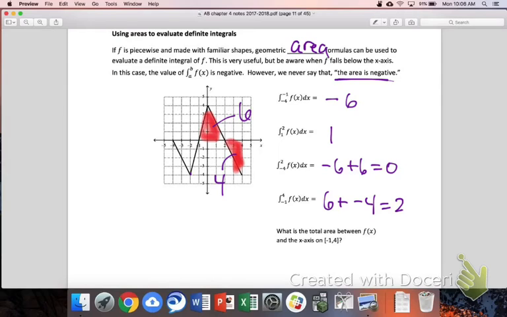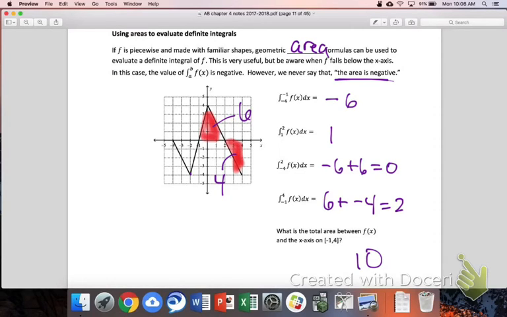Final question. And this is the only question that actually asks you for area. It says, what is the total area between f of x and the x-axis on -1 to 4? And that's the interval that I have highlighted up there. Well, the first area we got was 6, and the second one was 4. So what's the total area? 10. Remember, area can never be negative, and so we would consider the 6 to still be a positive 6, and the 4 would be a positive 4 because we're talking about area as opposed to just doing an integral.